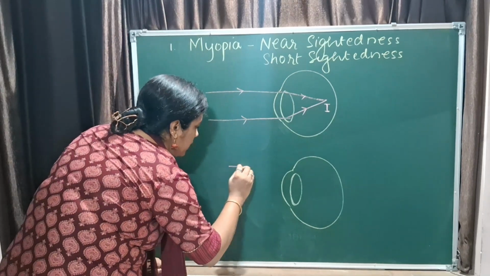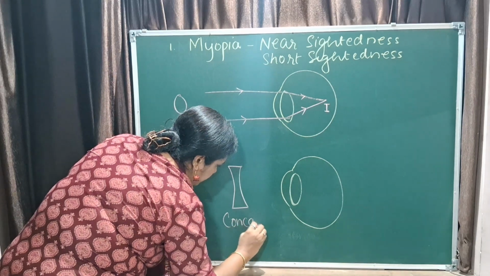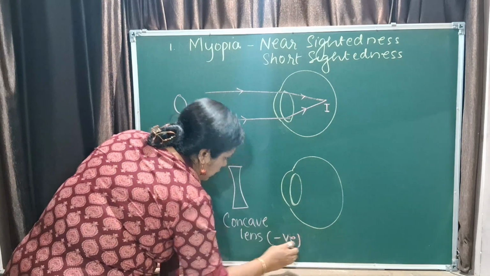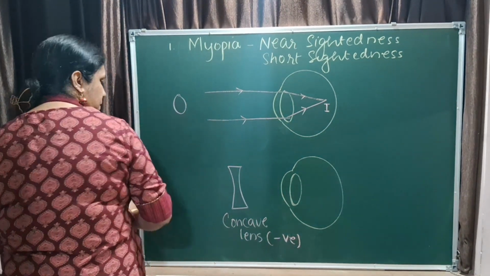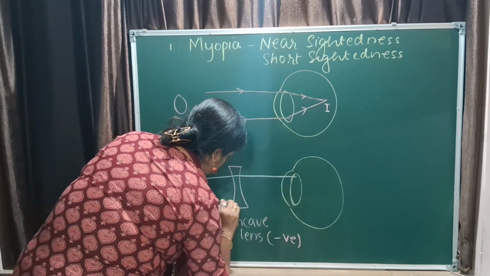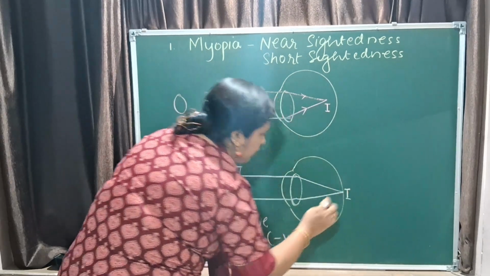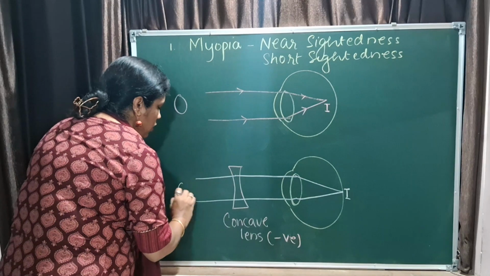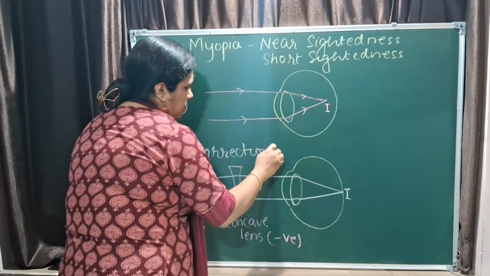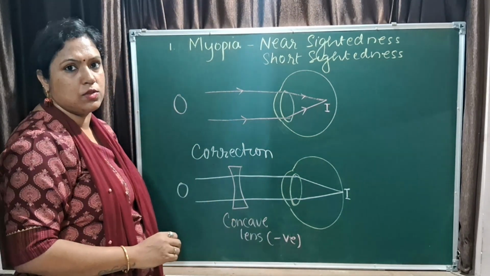In that case, what lens do we use? We use a concave lens. The power of the lens will always be negative. Now, after correction what happens? The image is formed on the retina and the vision becomes clear. So, this is the object, this is the image and this is the correction done. Is this clear? Yes. So, this diagram can be asked to draw, children.